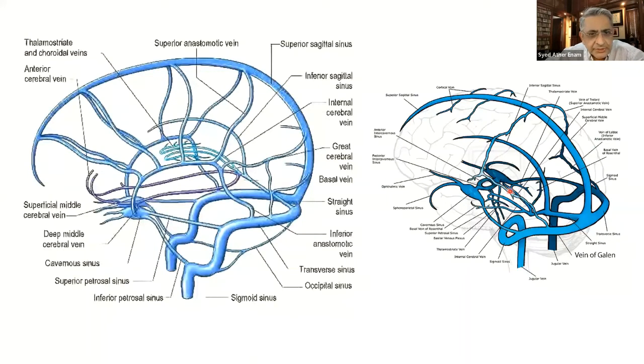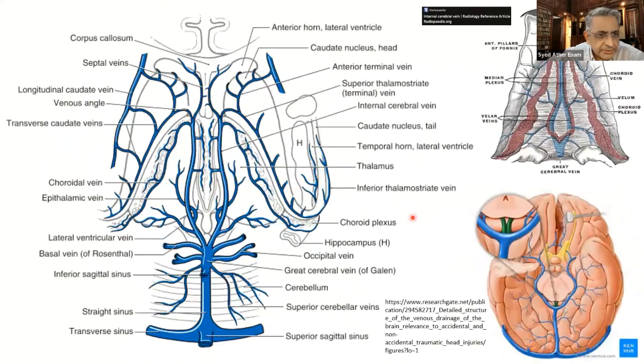So this gives a little oblique view from the posterior end of those. They muted me also.